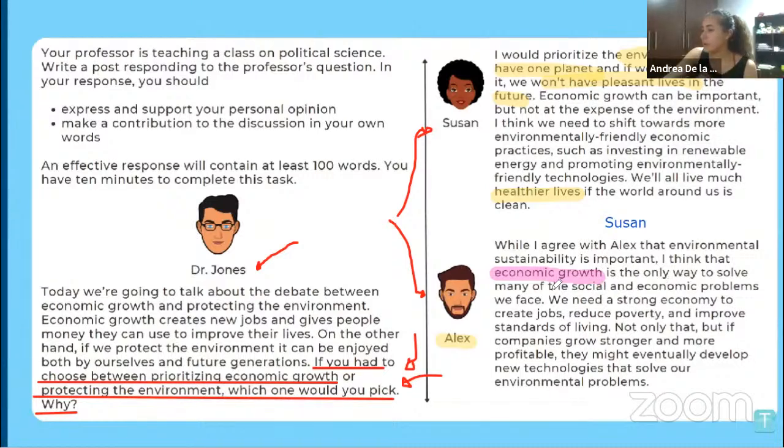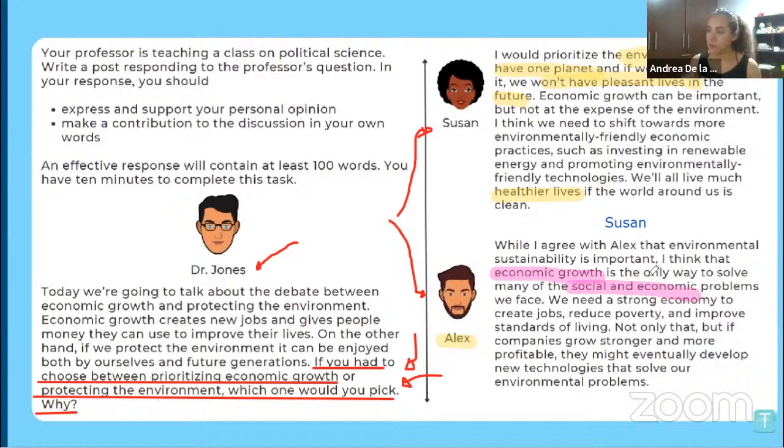Exactly. So take a look at the structure. It says, I think that economic growth is the only way to solve many of the social and economic problems we face. And then he gets a little bit more specific about what problems he's referring to. He gives examples: employment, poverty, standards of living. And then he adds another reason. He says, not only that, but if companies grow stronger, more profitable, they may eventually develop new technologies that solve environmental problems. So he's got two reasons, but you just need to read one and make sure that you get one of them. Okay, guys?